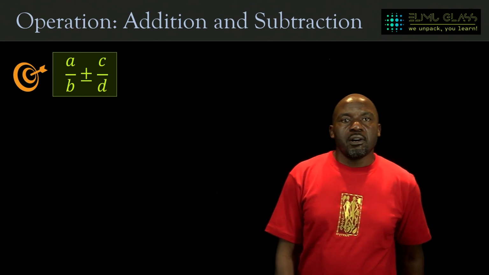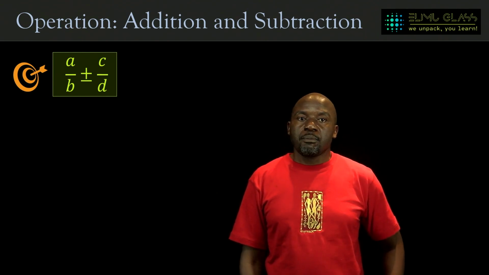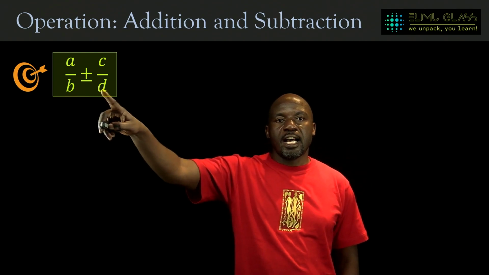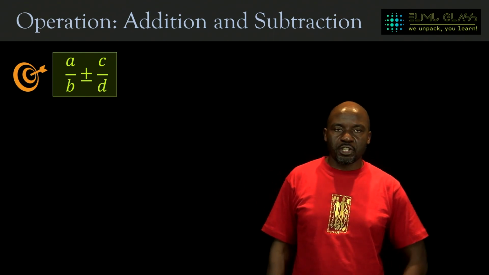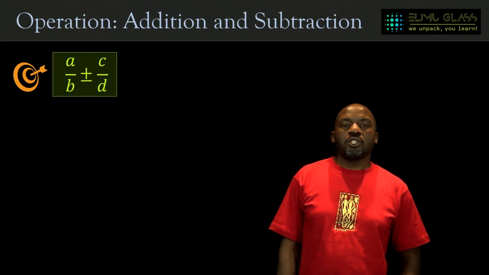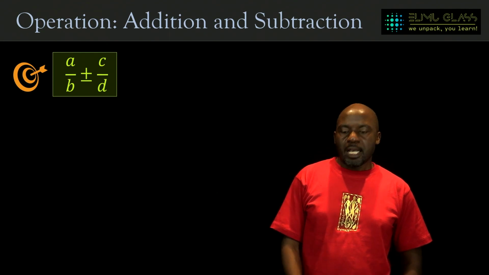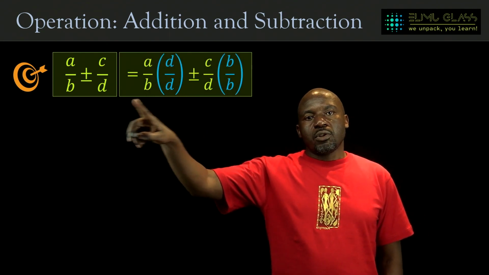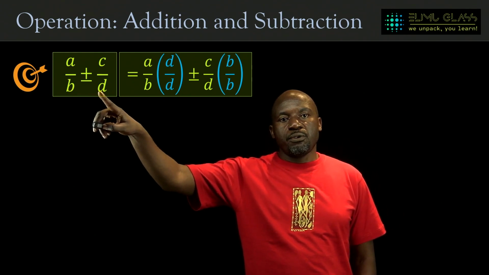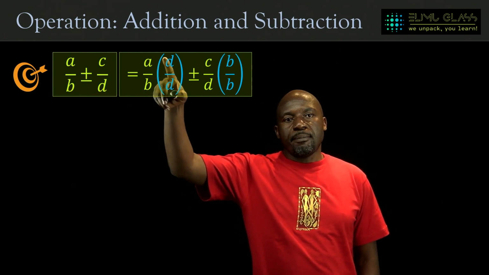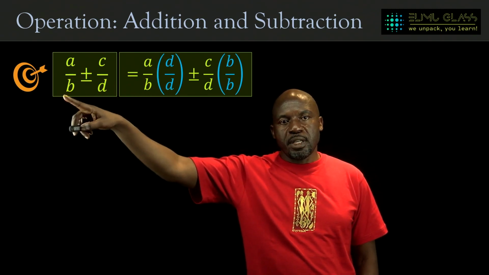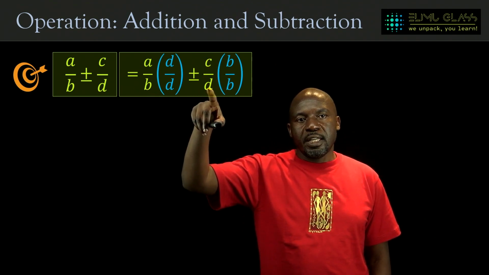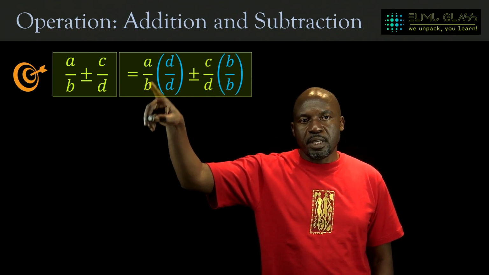So A over B plus or minus C over D. Now you can see the denominators are B and D. These are not like fractions. So what we need to do is to ensure that the fractions are like, and this is how we go about it. Because this is B, we want to involve a D there, so we multiply by D over D. So we take A over B, multiply by D over D, and take C over D and multiply by B over B, like that.